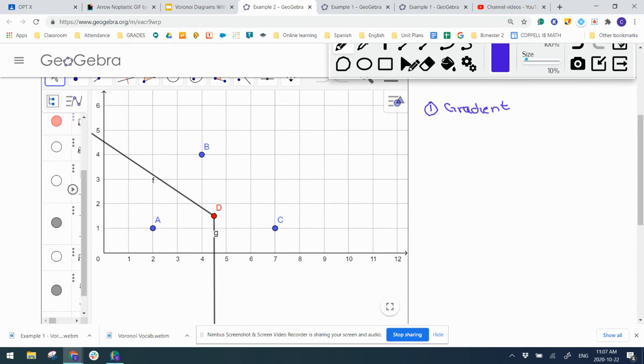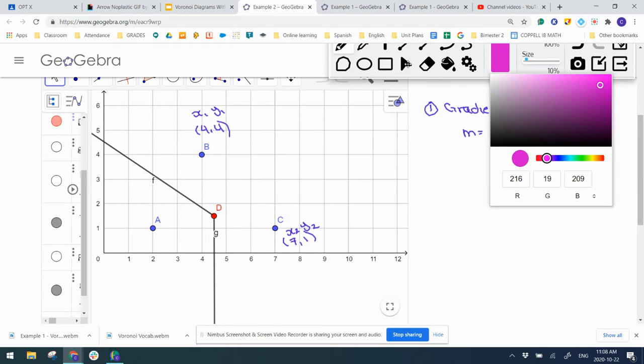So we have point B here at (4, 4). Point C here at (7, 1). So this is going to be your x1, y1, x2, y2. So our gradient is going to equal (1 minus 4) over (7 minus 4). So it's going to be negative 3 over 3, which equals negative 1.